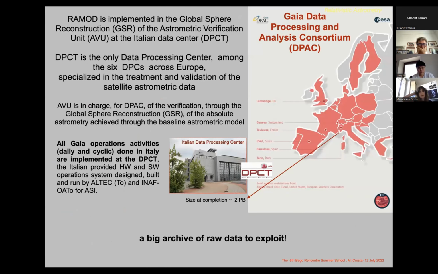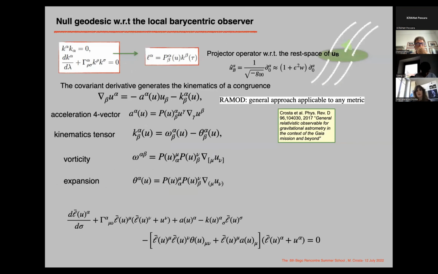RAMOD is implemented in the Global Sphere Reconstruction, GSR, of the Astrometric Verification Unit at the Italian data center DPCT. The DPCT is among the 6 data centers across Europe, the only one that is specialized in the treatment and validation of astrometric data, and is hosted in ALTEC in Turin under the scientific supervision of the staff in INAF-OATo for ASI. And it's a big archive of raw data to exploit also for the future after the end of Gaia.